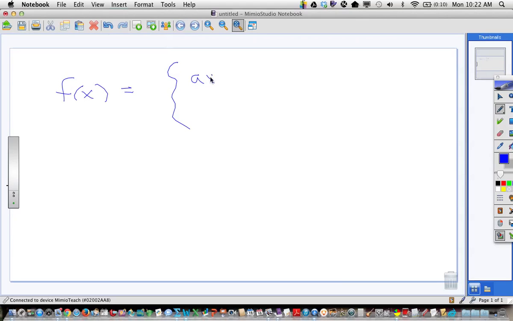A x plus 1 if x is less than 2, x squared, that's it, if x is greater than or equal to 2. So the idea here is that they always ask two types of questions. One type of question is, what value of A will make this continuous? And the other question is, what value will make it differentiable?